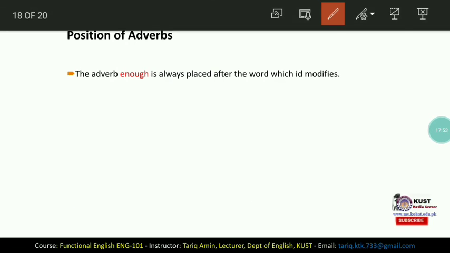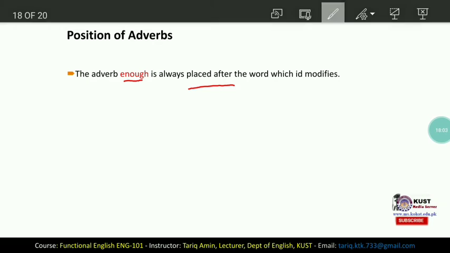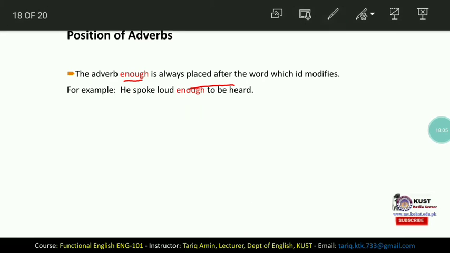And the adverb enough, we also use this adverb enough to modify different words. This adverb enough is always placed after the word which it modifies. For example, he spoke loud enough to be heard. It modifies loud, so that is why it has been used just after it. Only is used just before the word it modifies, whereas enough is used just after the word that it modifies.